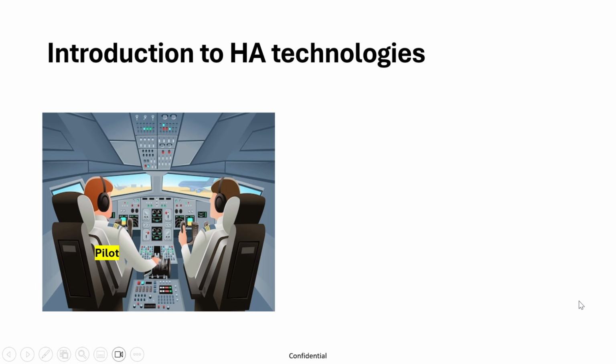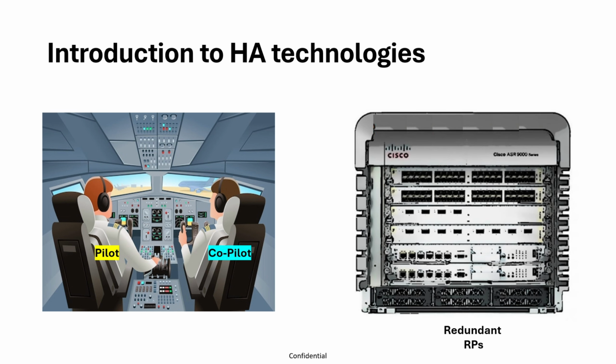Imagine a pilot flying an aeroplane with a co-pilot, and this co-pilot is ready to take over if something goes wrong during the flight. In networking, we have a similar setup to ensure uninterrupted service using high availability technologies. To achieve high availability at the system level, one of the guidelines is to have redundant RPs on Cisco routers.